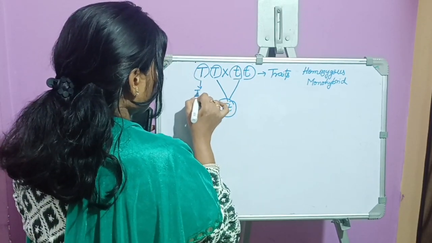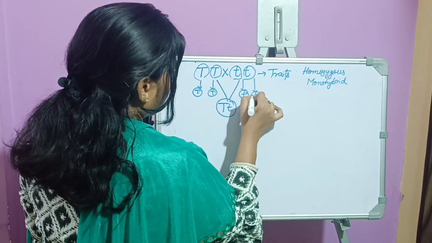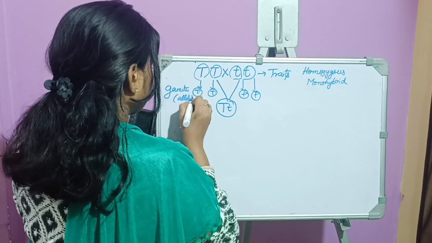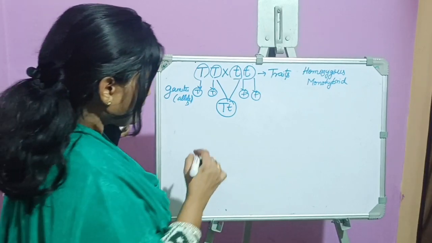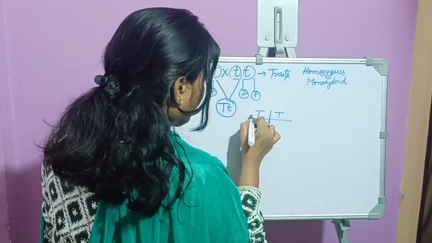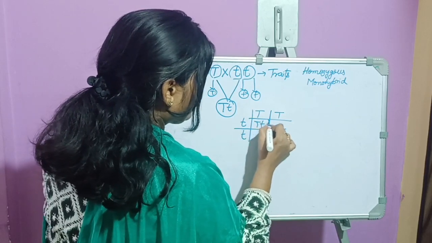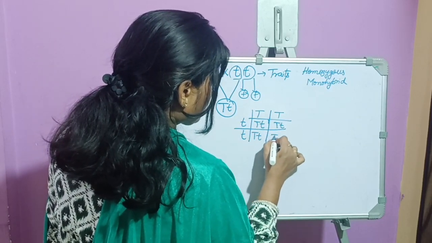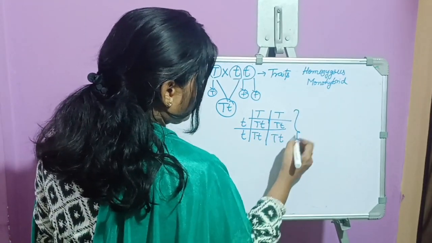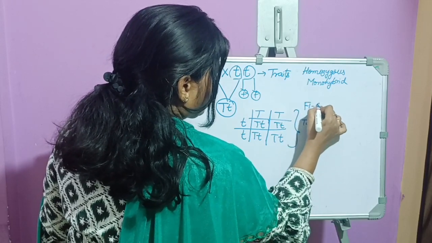If we say these are gametes, then in the F1 generation I can show you like this. If both homozygous and monohybrid plants are considered, in the F1 generation all the plants he got are tall plants. This is the F1 generation.